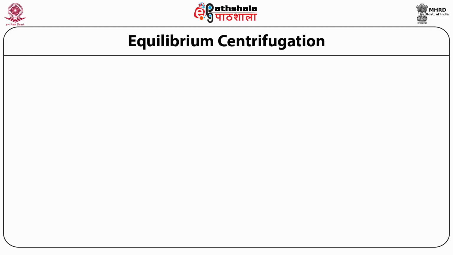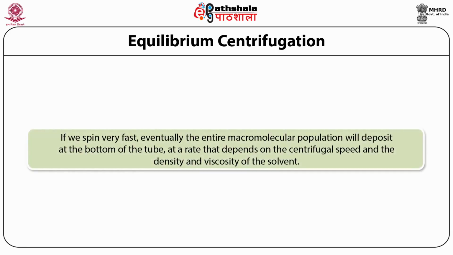We discuss equilibrium centrifugation. A macromolecular solution subjected to a centrifugal field will quickly attain a steady state condition in which the transport of solute mass occurs at a constant velocity and a concentration gradient will be generated. If you spin very fast, eventually the entire macromolecule population will deposit at the bottom of the tube at a rate that depends on the centrifugal speed and the density and viscosity of the solvent.